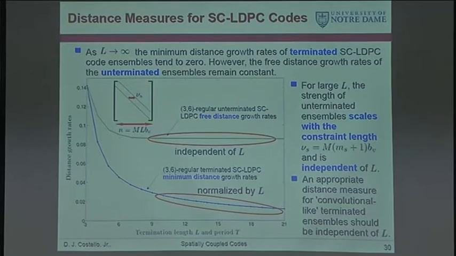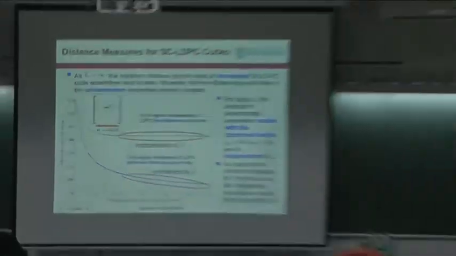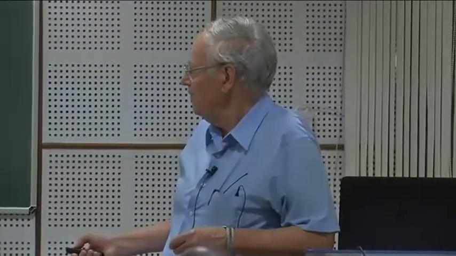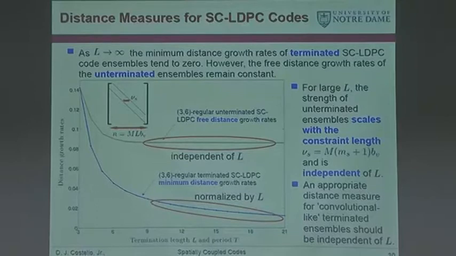So we need to do more work on this, but we're convinced that this is right just because of the results that we see for these codes. If the codes were really as weak as the minimum distance growth rates indicate for large L, we should be showing error floors and be having all kinds of trouble at high SNRs. But we're not, and it's simply because these are convolutional codes, and the strength of a convolutional code depends on its free distance, not the minimum distance over an entire termination length.